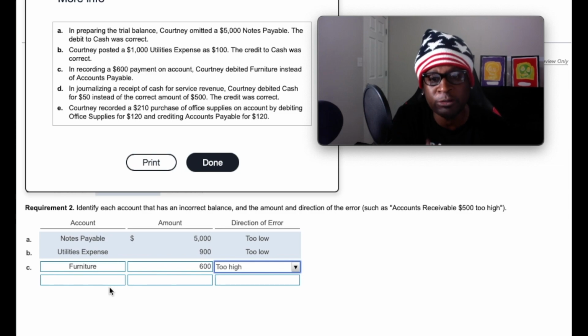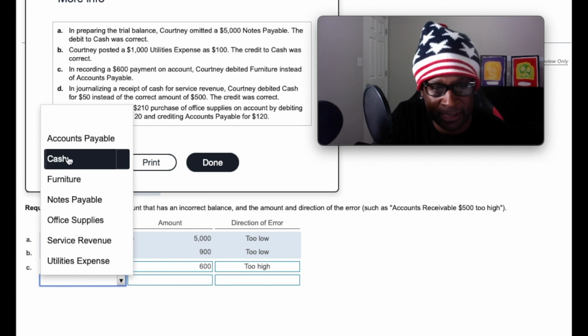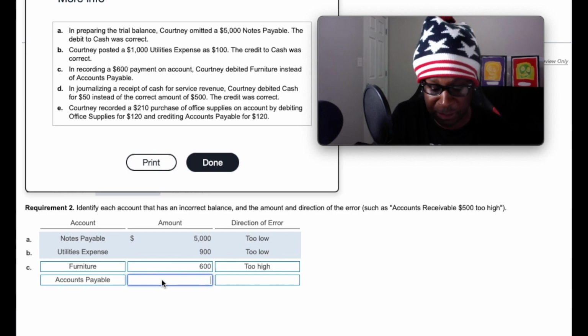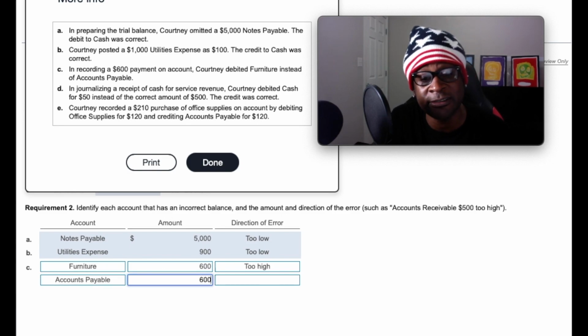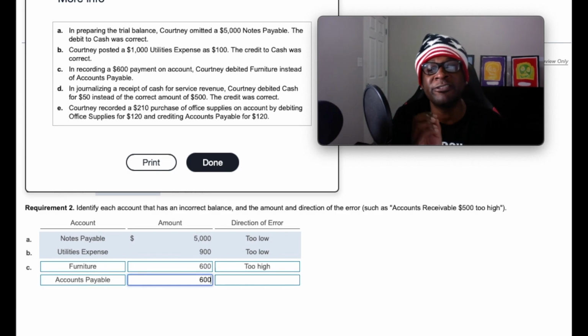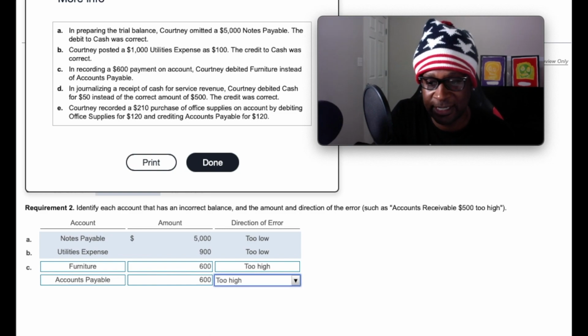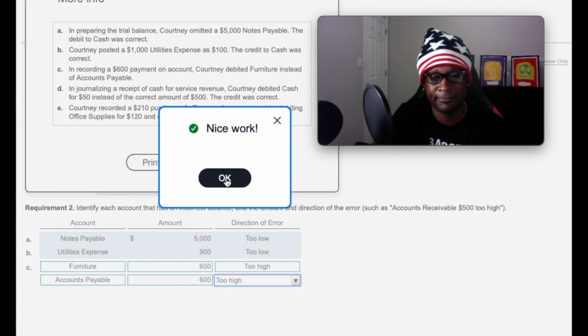Now, what about the other account? She was supposed to debit accounts payable. Accounts payable is a liability, gang. Anytime you debit accounts payable, you are decreasing it. And again, the amount that she was supposed to decrease it by was $600. But since she failed to decrease it by $600, we know on the trial balance, the current amount is higher than what it should be. Check the answer. Bags all day.